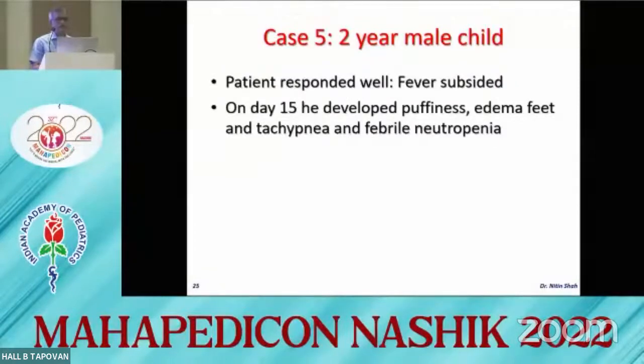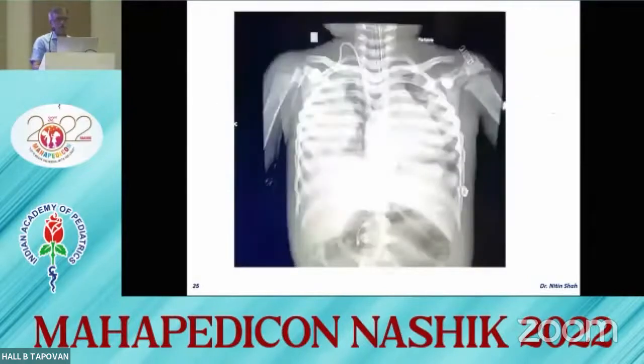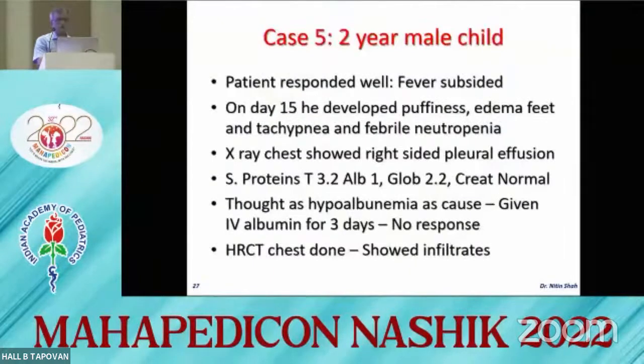On day 15, he developed puffiness, edema feet, and tachypnea. And he became febrile neutropenic because of his severe chemotherapy. You expect counts to drop to near zero. All right, this is the X-ray. He has developed a massive effusion on the right side. So X-ray shows right-sided pleural effusion.